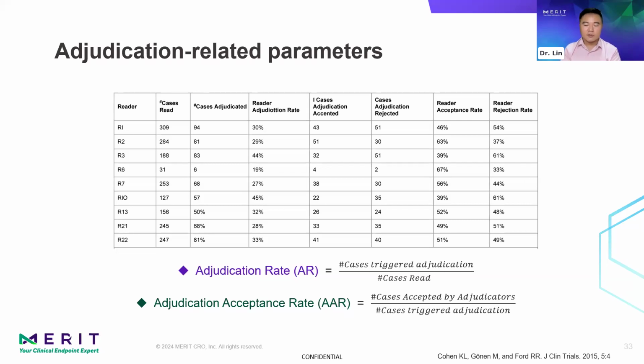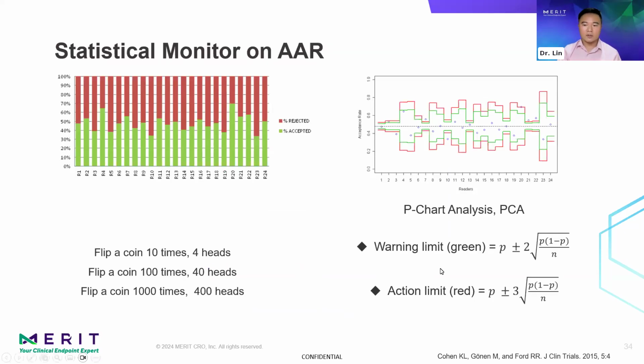The adjudication acceptance rate theoretically trends towards 50%. So a significant deviation from 50% would suggest potential systemic bias. This reader may not fully grasp the evaluation criteria, or their criteria may be too lenient or too strict, which will require further intervention. So what constitutes a significant deviation from 50%? Is it 40% or 30% or 33%, like 1/3?